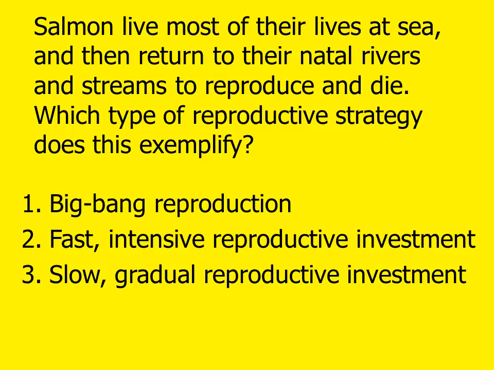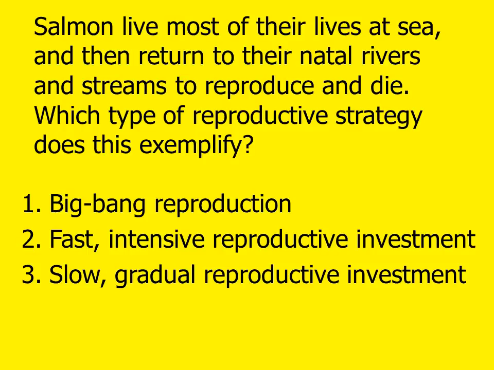Okay, so let's answer this question. Salmon live most of their lives at sea and then return to their natal rivers. That means the rivers where they were born. When they go back to those rivers, they reproduce and immediately die. Which type of reproductive strategy does this exemplify? Pause the video if you need to.